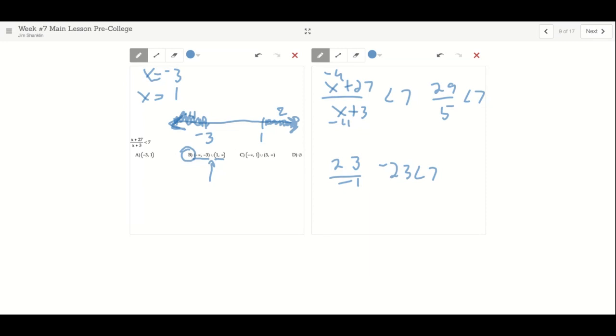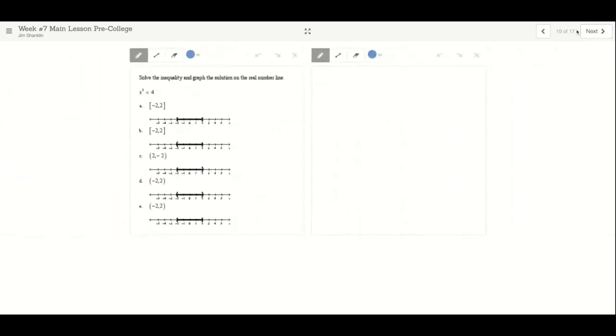Okay, so that is how you do a rational inequality. You have to find out if there's anything that makes the denominator equal to 0. You have to check that out. You got to put it on your graph. Okay, so now when we get into quadratics, we have to do exactly the same thing. We have to check out endpoints.